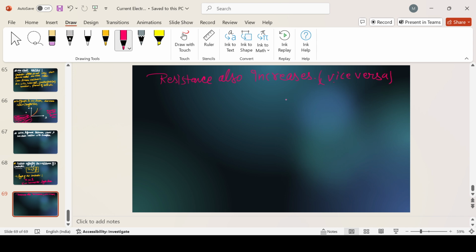Everyone got it? Yes, sir. If you increase the length of the conductor, then resistance will also increase.